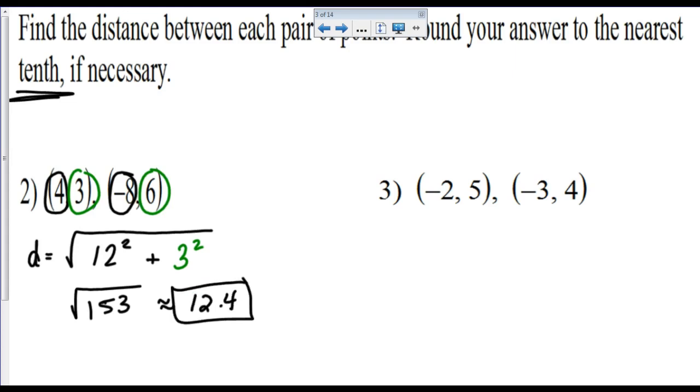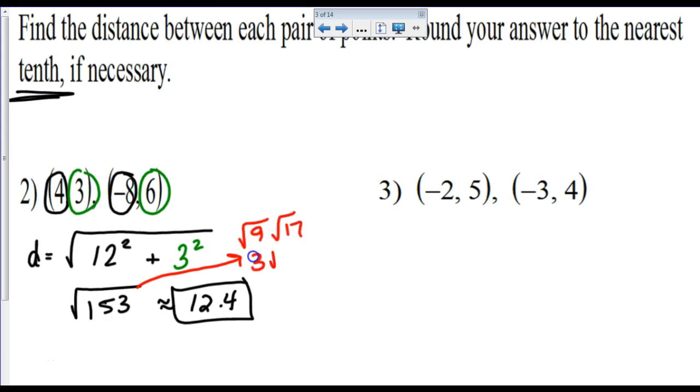But just be forewarned that at some point in your future, math teachers or SAT tests might expect you to give the exact answer there. The square root of 153 does reduce. It is the square root of 9 times the square root of 17.